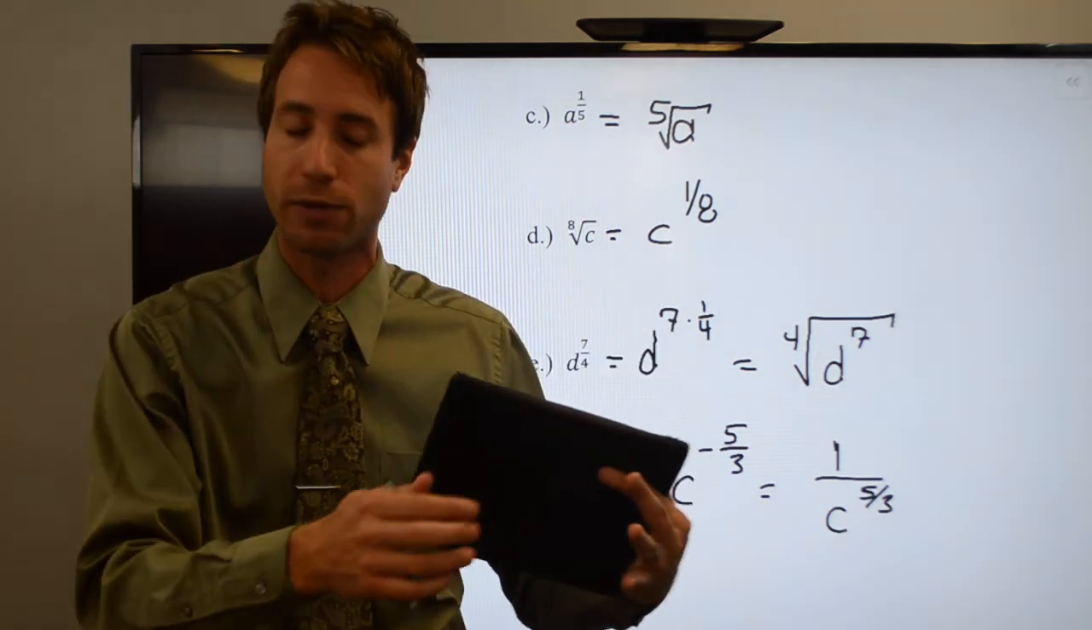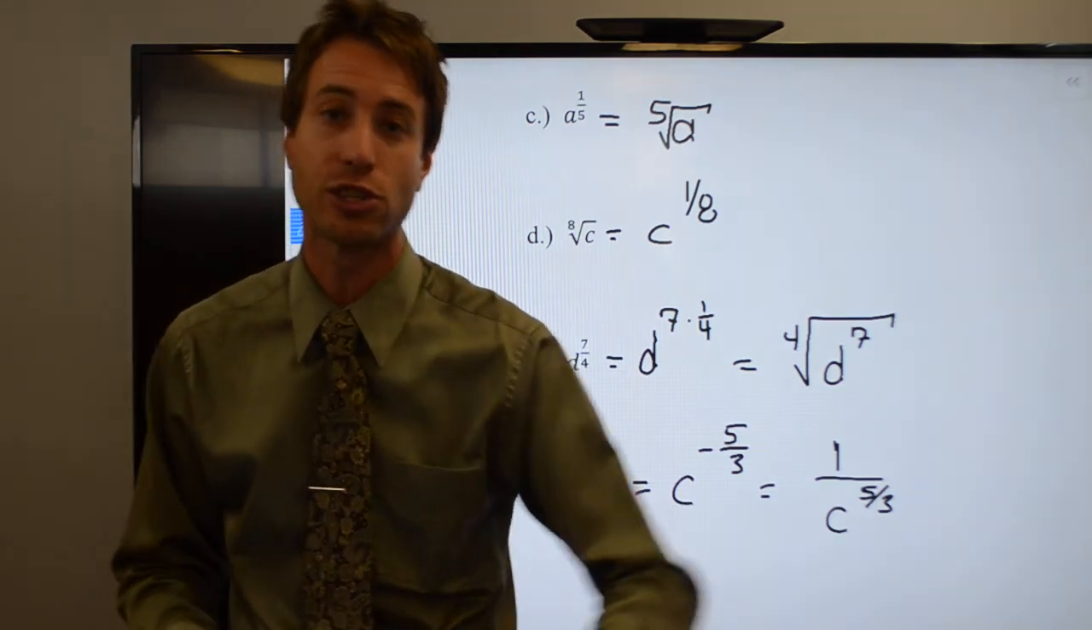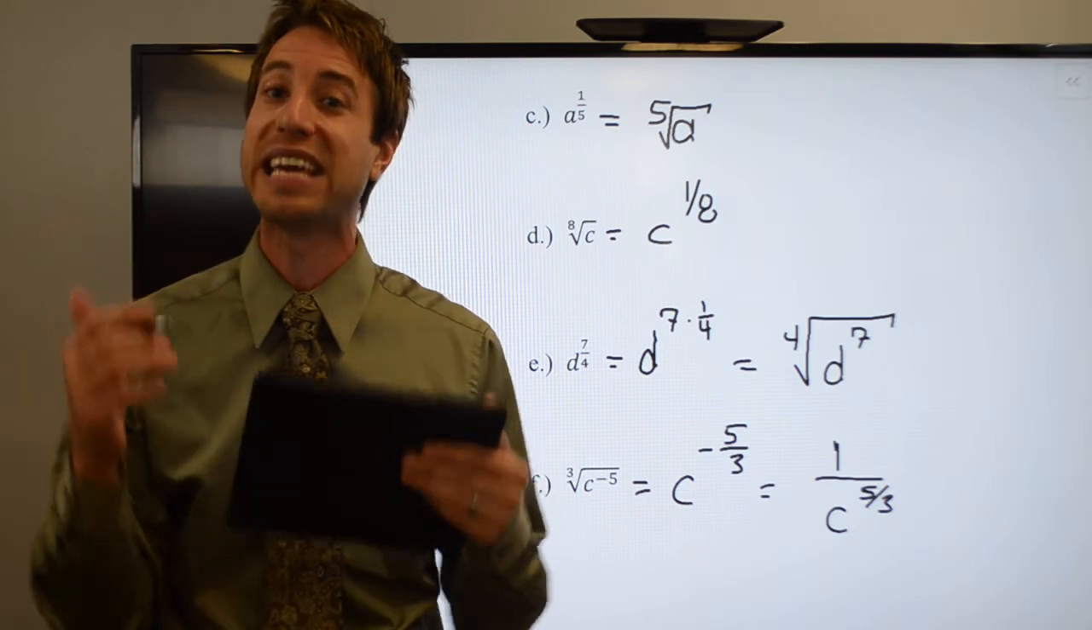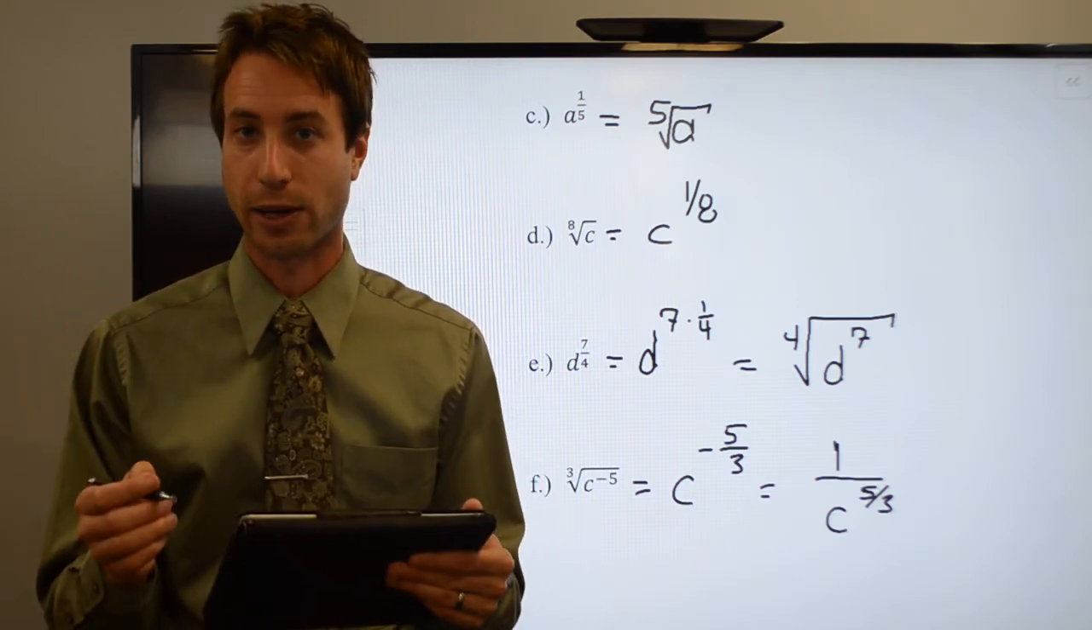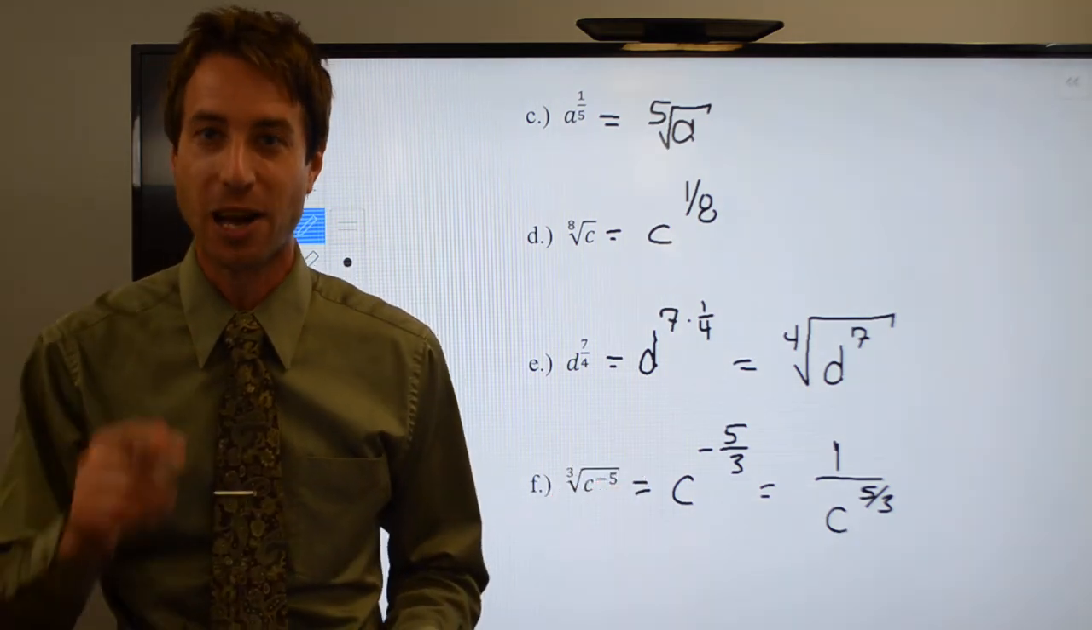All right, guys, that's how we take care of that first objective, which is rewriting radical expressions as exponential expressions, or vice versa, exponential expressions as radical expressions. Whatever the denominator of the rational exponent, that will become the index of your radical expression. Head on over to the next page of the notes and we'll take a look at a few more problems. I'll meet you guys there.